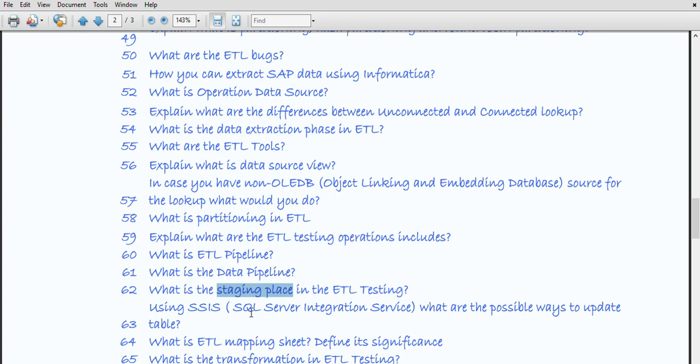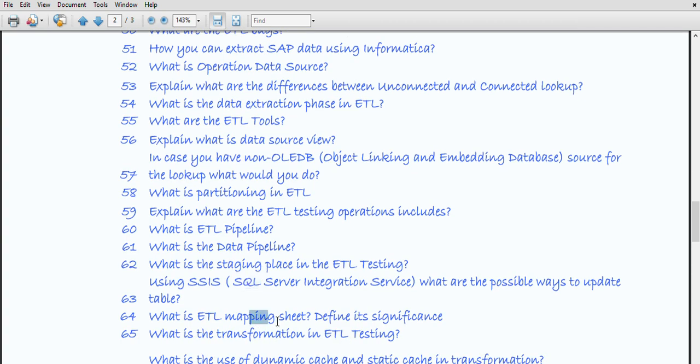Then, using SSIS, that is SQL Server Integration Services, what are the possible ways to update the table? Basically, to update the table, the possible ways are: use a SQL command, use a staging table, use cache, use a script task, and use the full database name for updating if MS SQL is used.